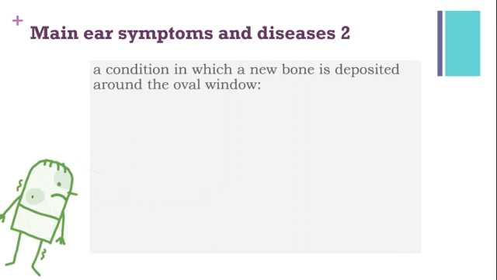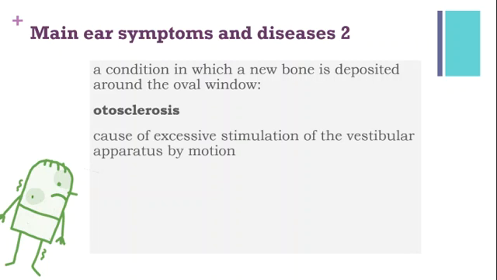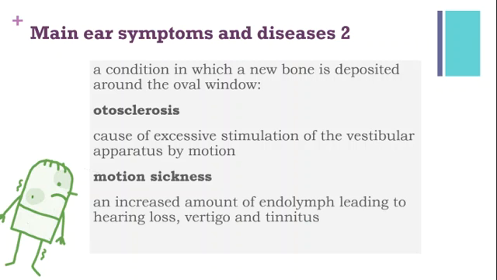A condition in which a new bone is deposited around the oval window is called otosclerosis. The condition caused by excessive stimulation of the vestibular apparatus by motion is called motion sickness. An increased amount of endolymph leading to hearing loss, vertigo, and tinnitus is called Meniere's syndrome.